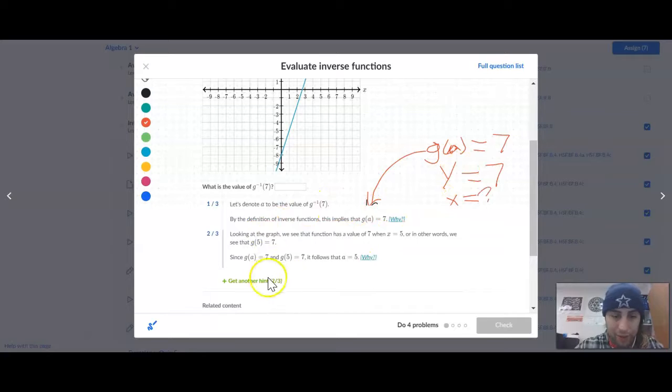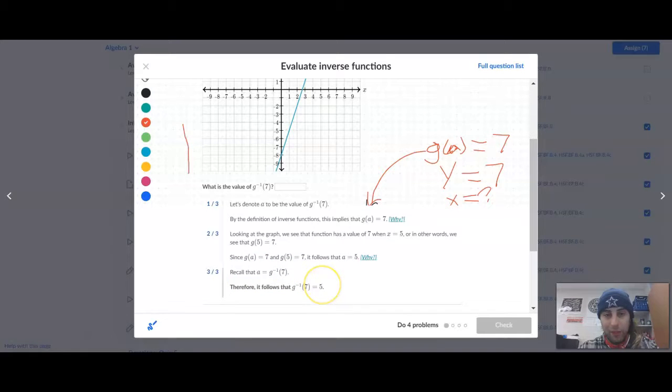Let's get another hint. Looking at the graph, we see that the function has a value of 7 when x equals 5. In other words, we see that g of 5 equals 7. Since g of a equals 7 and g of 5 equals 7, that means a equals 5. And then our other hint. Basically they're saying the answer is 5.